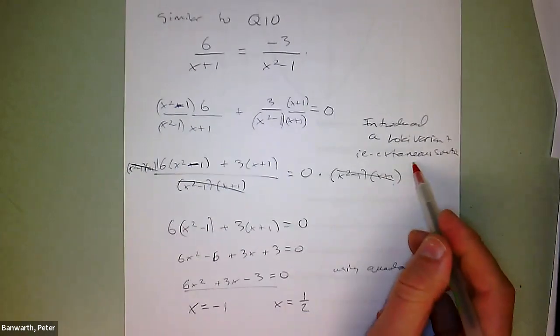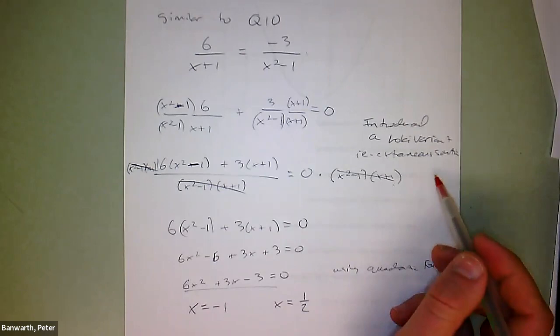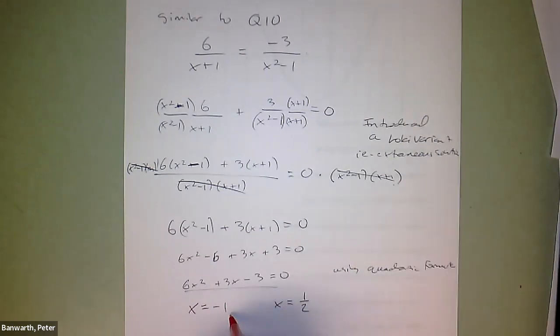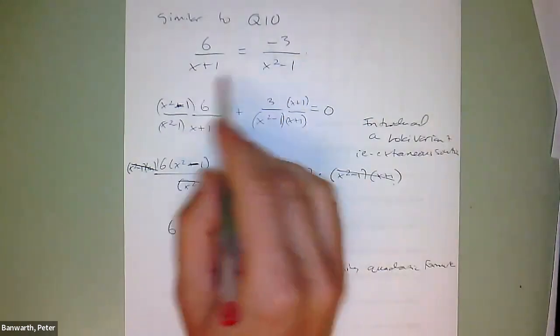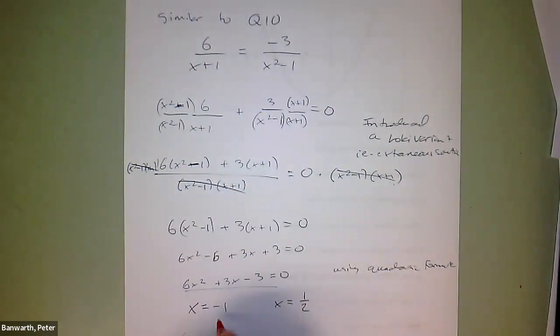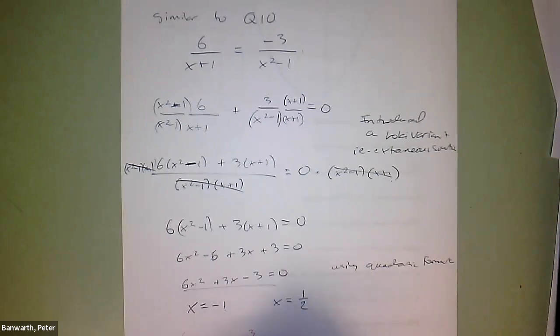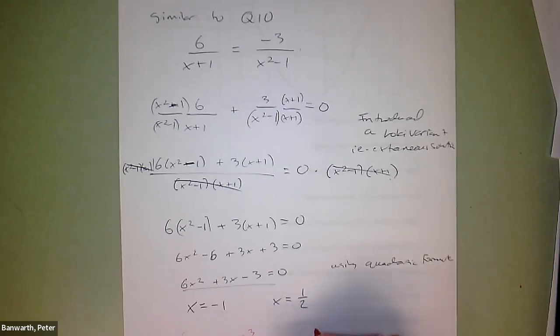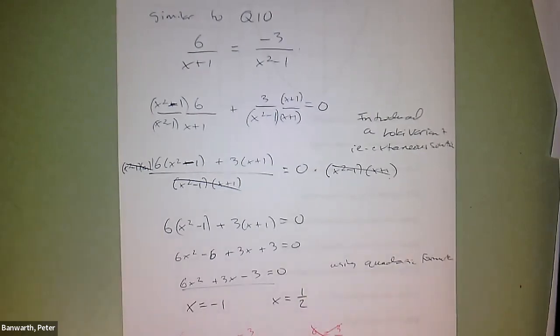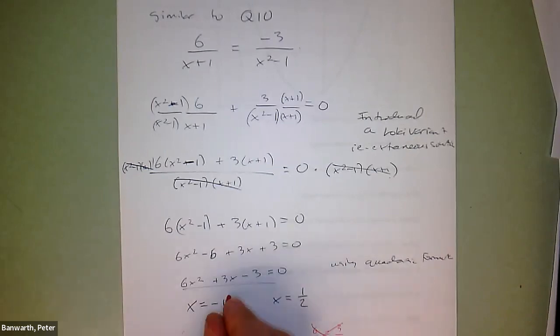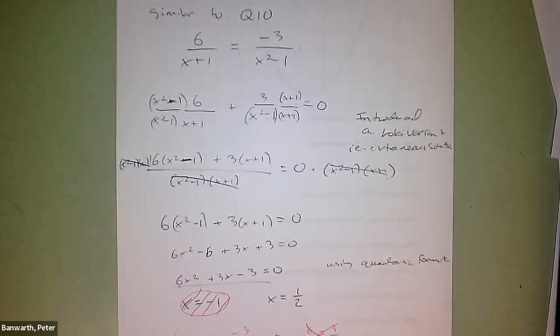But I know I may have some extraneous solutions, and so I need to check both of them. So I check in my original equation, 6 over negative 1 plus 1 equals minus 3 over negative 1 squared minus 1. But that's 6 over 0 equals 3 over 0. That's not true because you can't divide by 0. So x equals minus 1 was an extraneous solution.